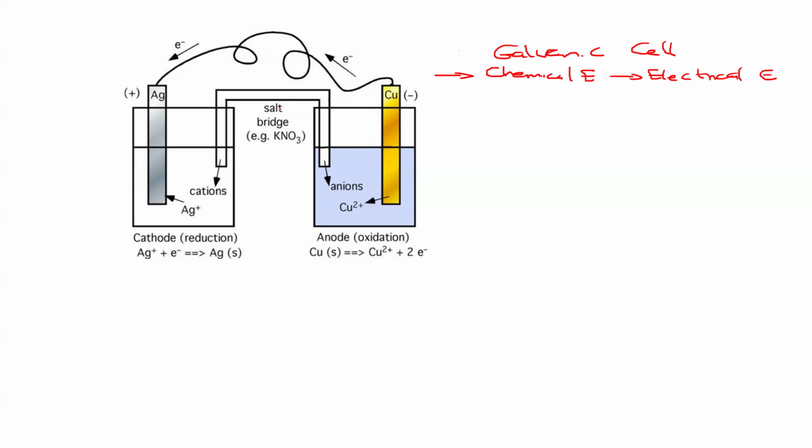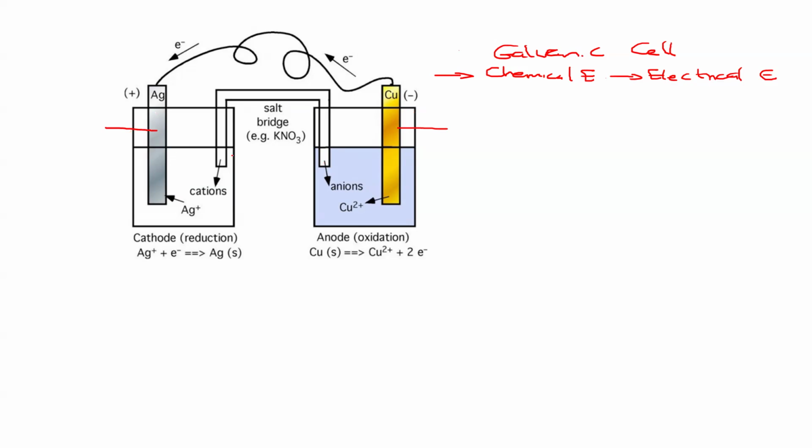The key components we have are two metal electrodes. We must have two metal electrodes. For example, metal electrode one is silver metal, and then we've got another metal, which is copper metal. So these are just the key components of a galvanic cell.